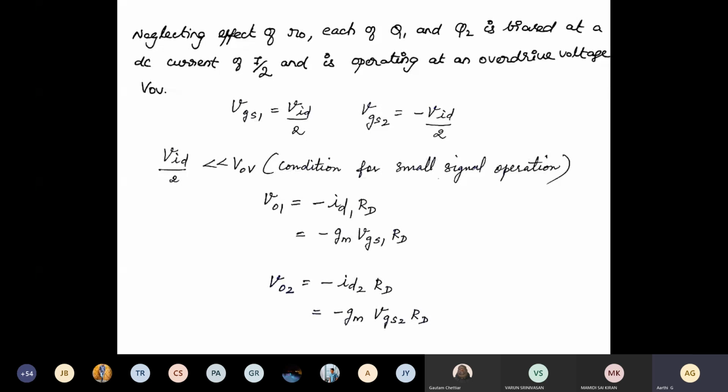Now we are going to substitute for VGS1. VGS1 we are going to substitute as plus VID by 2 and VGS2 replace with minus VID by 2. Next we are going to calculate what is the gain. If you calculate the gain, V0 by VID will give the gain, that is, output voltage by the input voltage will give the gain.